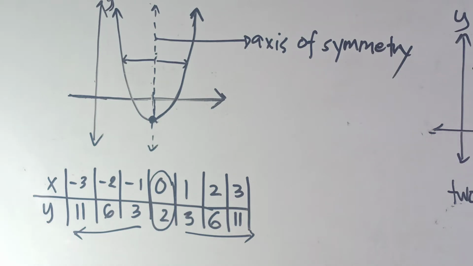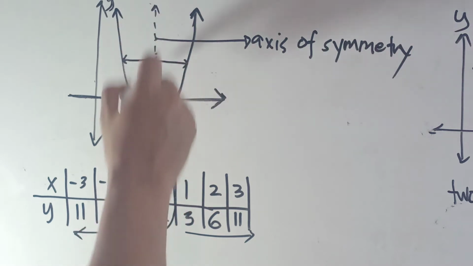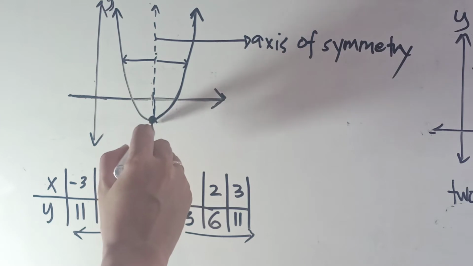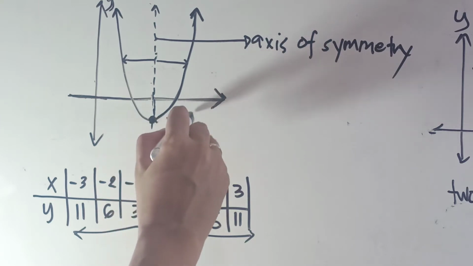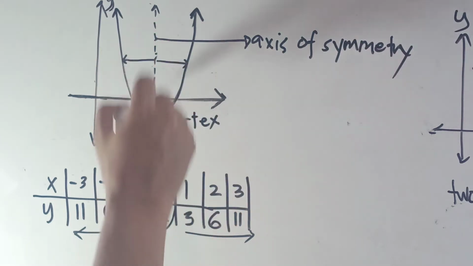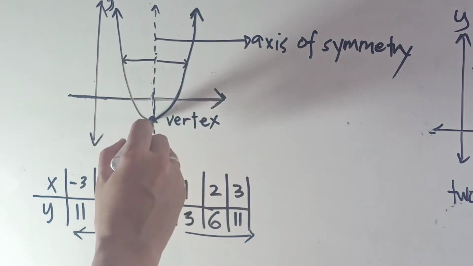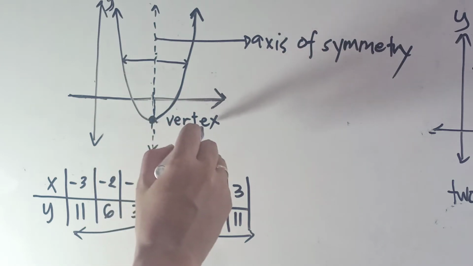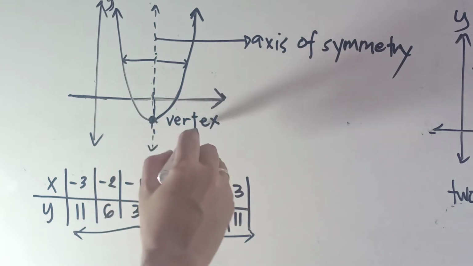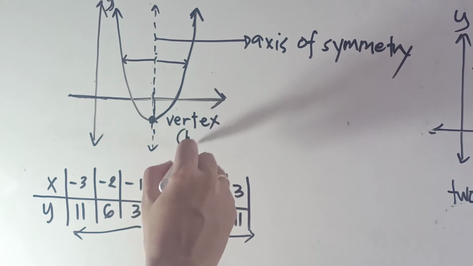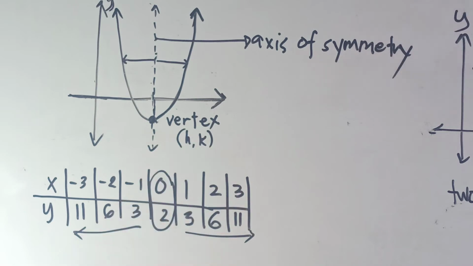Okay, next. This axis of symmetry or this line always intersects the vertex. So this broken line here is the axis of symmetry. It always intersects the vertex. And ang coordinates sa vertex, unsa man ni? What are the coordinates? H, K, di ba? Ang coordinates sa vertex, H and K.